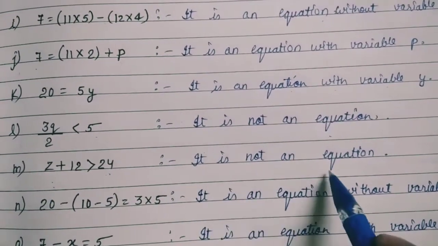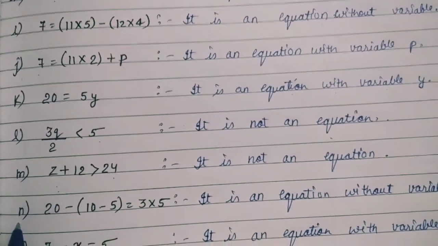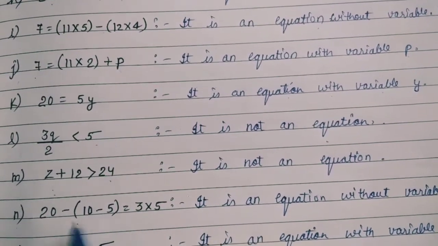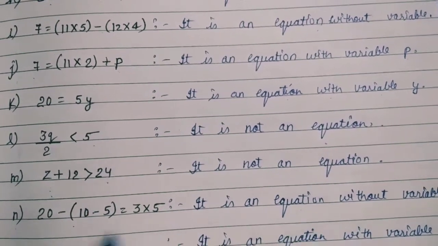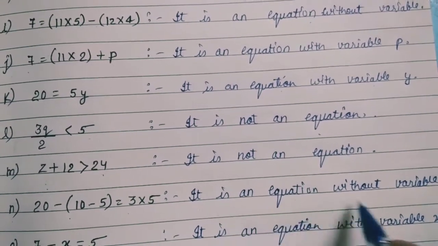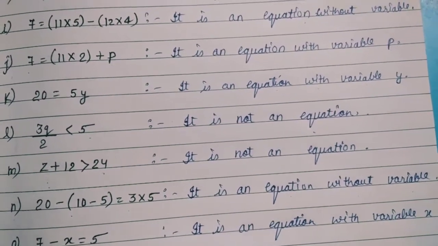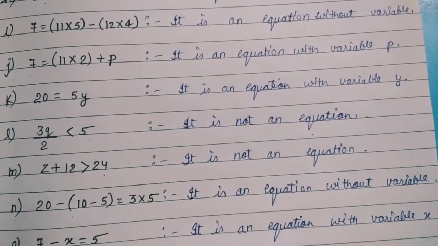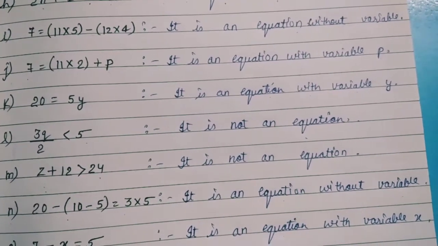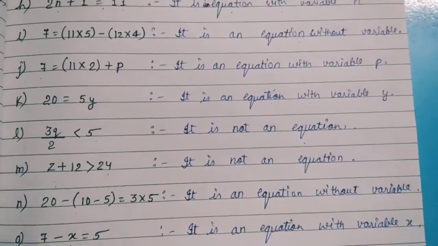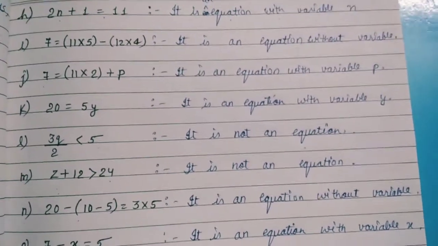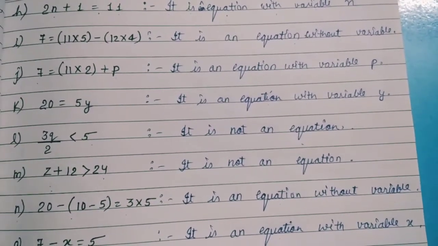It means this is not an equation. Now n has the equal symbol in between both sides. It means it is an equation but we don't get any variable here. So we will write here it is an equation without variable. Now the O also has the equality symbol in between both sides. It means it is an equation and we see one variable which is x. It means here we have variable x in the equation. So here we completed the first question of exercise 11.5.